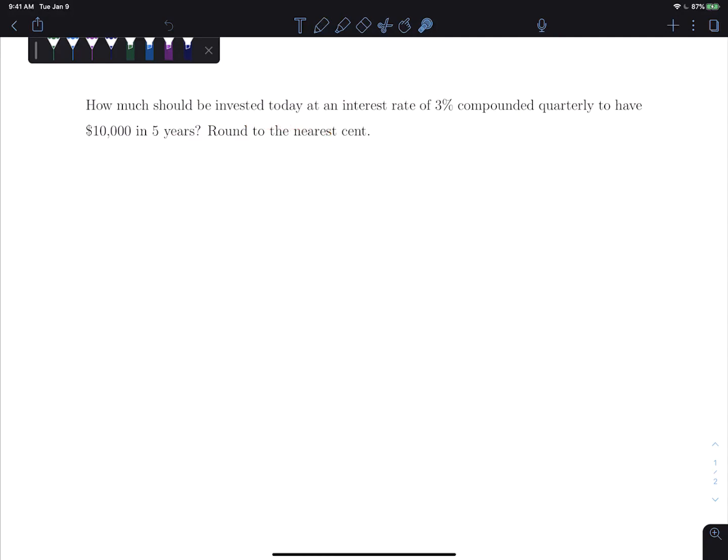Notice that this is a pretty common theme. I'm saying round to the nearest cent. If MyMathLab tells you to round to the nearest dollar, do that as well.